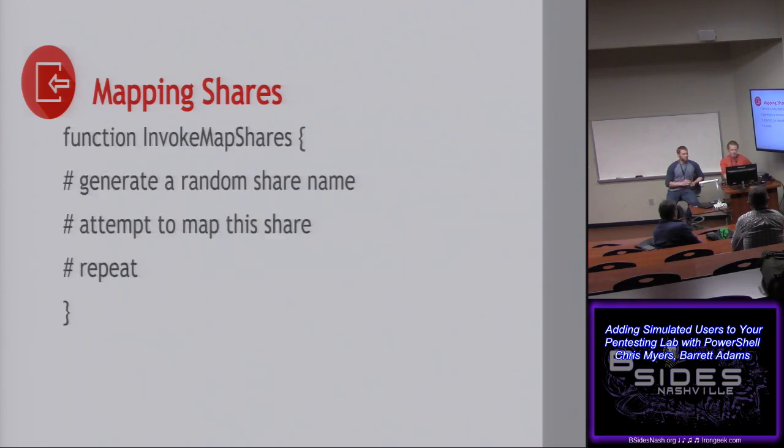So here we're just coming up with a random share name and trying to map that. And then Windows will go through whatever's configured, NetBIOS and LLMNR, after normal DNS, and ask everything, hey, where's that share?